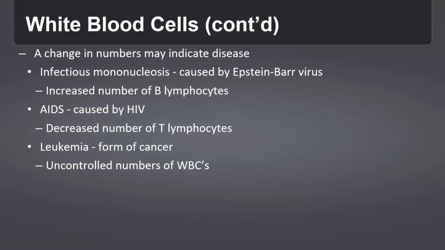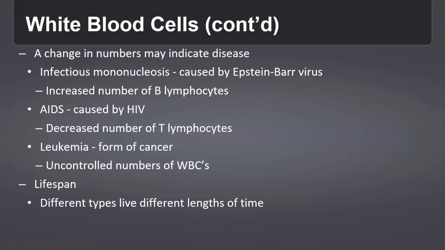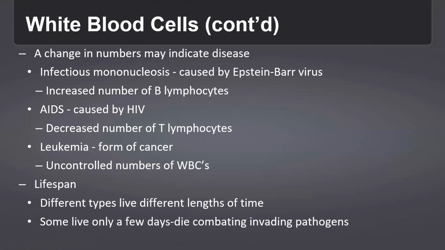In terms of white blood cell lifespan, remember, red blood cells live for how long? 120 days. There are different lengths of time for a white blood cell. It can range from a few days for the ones that are on the front lines fighting off pathogens, combating them. And then some live as long as months or even years. So we're talking about 4 months versus years. It's true.